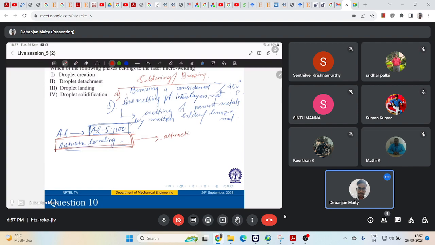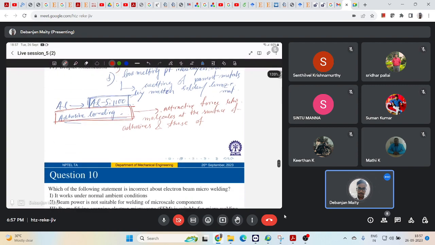Attractive force between molecules at the surface of adhesives and those of the surfaces to be joined. Correct, no? Now, larger the molecules, better will be adhesion.